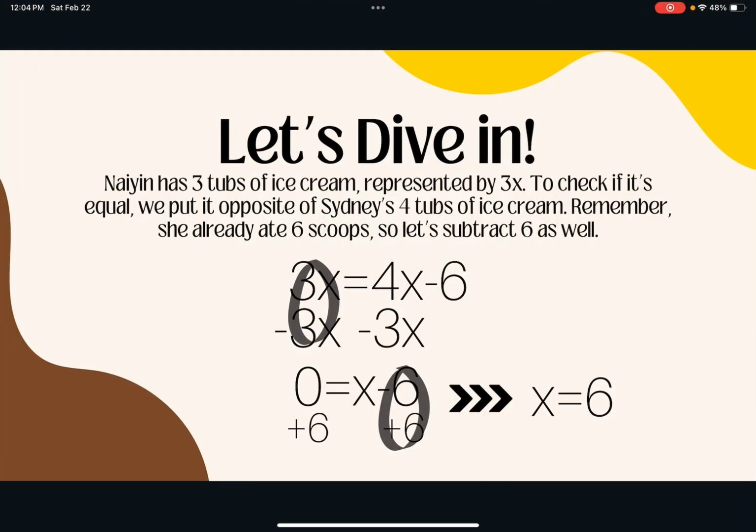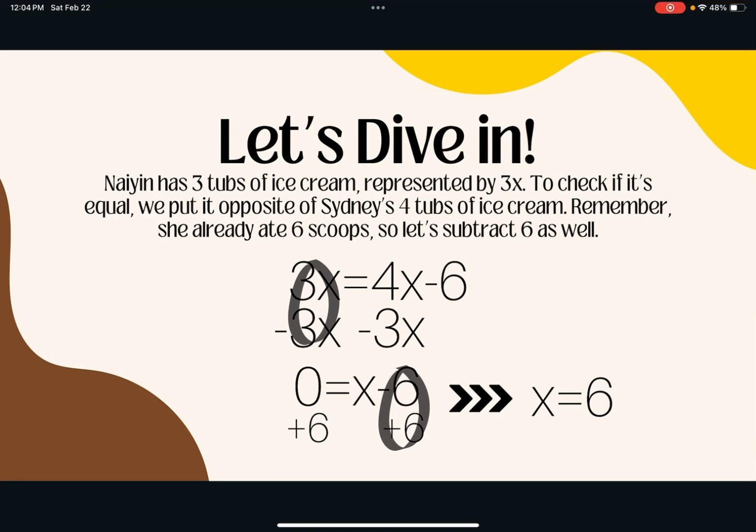Okay, so Naeem has 3 tubs of ice cream, and that's going to be represented by 3x. To check if it's equal to Sydney's amount, we're going to have her 4 tubs of ice cream represented by 4x. And since she already ate 6 scoops, we're going to subtract 6 from 4x. Now, we know that it's going to be the same variable of x because the ice cream tubs have the same amount of scoops per tub. So we're going to complete S, and that's going to be subtracting the coefficients of x on both sides. So minus 3x, we have 0 equals x minus 6.